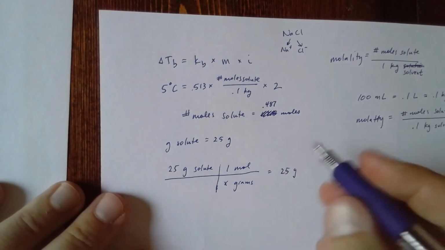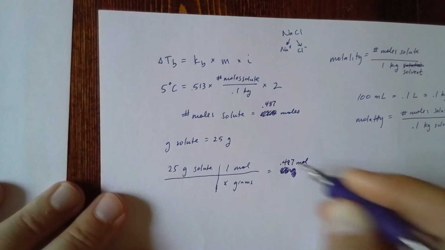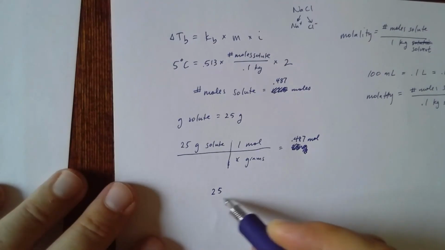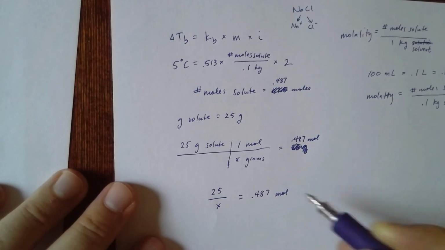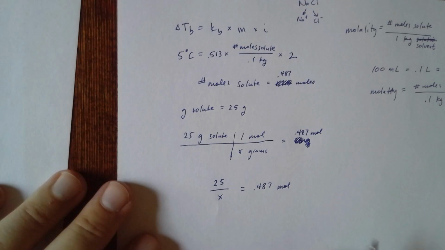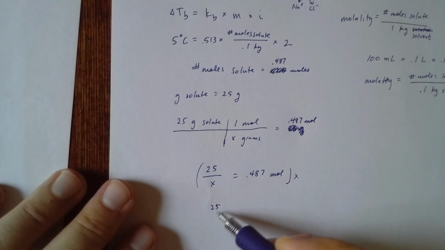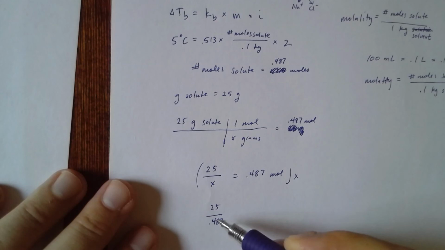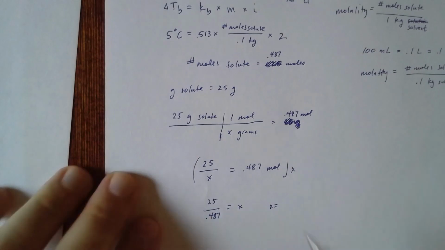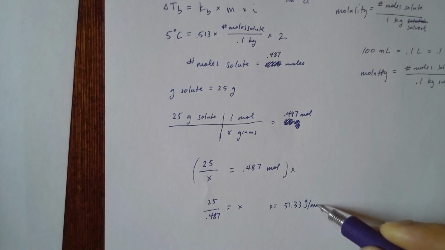Let's see. That's going to give us our total number of moles, 0.487 moles. So what do we have? We have 25 over x is equal to 0.487 moles. We multiply both sides by x, divide by 0.487, so we end up with 25 over 0.487. You don't have to show me this step, but you need to get me to something like this, equals x, and so x equals 51.33 grams per mole as a molar weight.